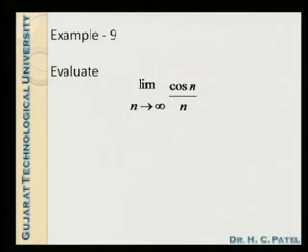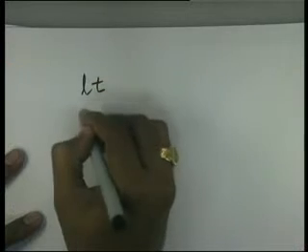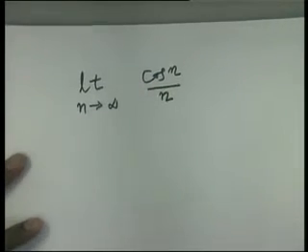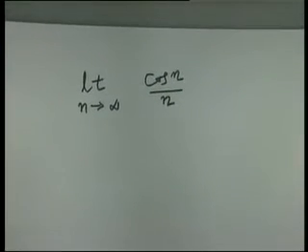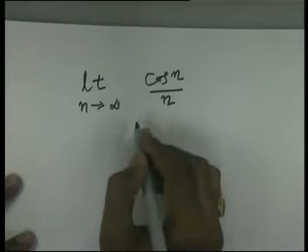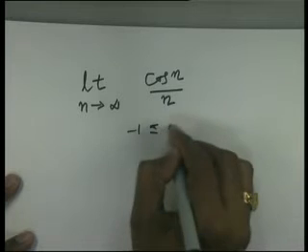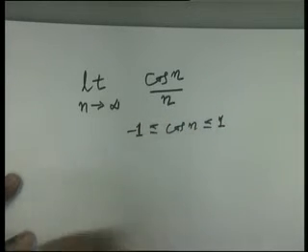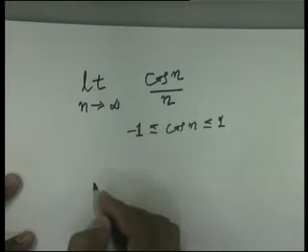Now once we know the Sandwich theorem for sequences, we can solve limits of sequences of this type easily. Let us see on the tabletop. Here we have limit n tends to infinity of cos n by n. We know the range of the cos function, that is, minus 1 less than or equal to cos n less than or equal to 1.